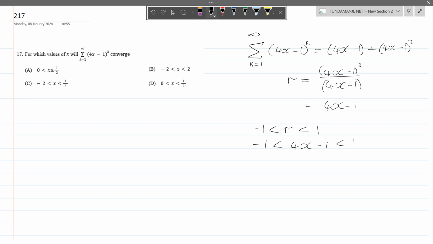So just add 1 to all sides. We're going to have minus 1 plus 1 on this side, and we're left with 4x here, and then we're going to have 1 plus 1 on this side. Then this simplifies to 0 on this side, 4x less than 2. Then we can divide all sides by 4. Then this gives us 0 still for this side, x over here, and a half. So x has to be between 0 and a half, and we find that our answer will be D.